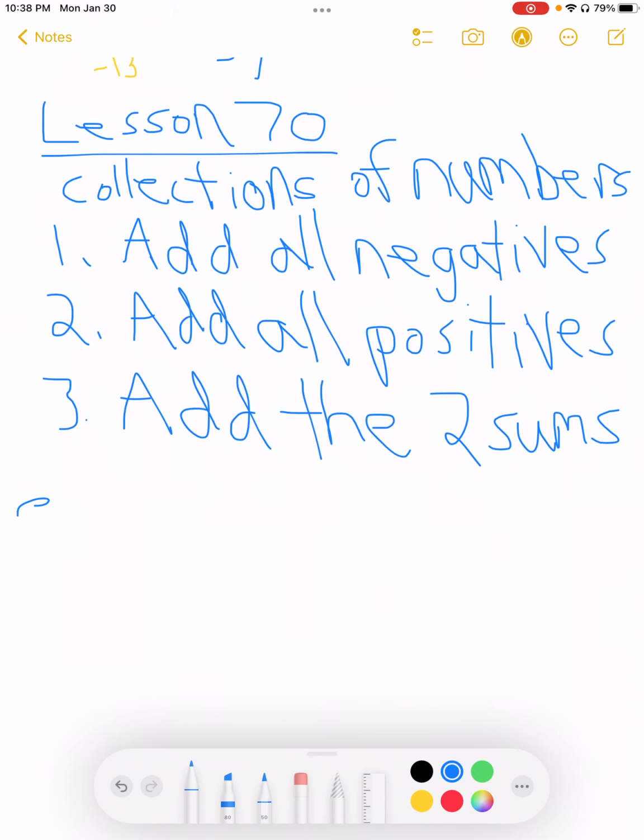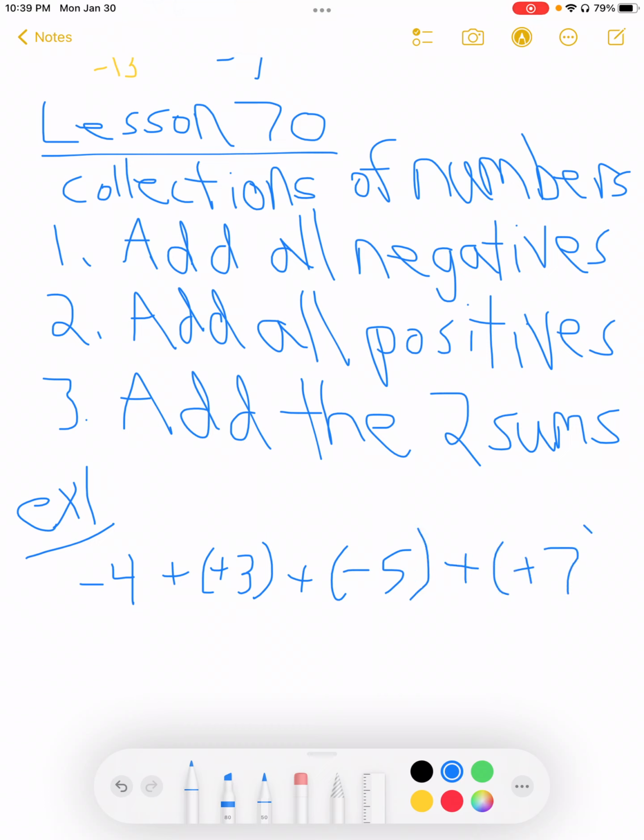So, example 1. Here they have multiple numbers: minus 4 plus, and for some reason they put these parentheses, plus 3, just to make sure we're paying attention to what's going on here, and then plus minus 5 plus 7. I think this is a little elementary, so we'll go through it quickly. If I'm going to follow these rules, let's look at what the negative numbers are. We'll put them in red here. This one's negative. This one's negative.